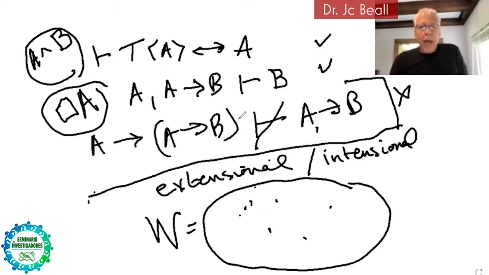Okay, so now back to the project. The project is we're trying to keep modus ponens valid, with the same arrow underwriting the T schema, and we're trying to lose contraction, okay? All right, how is it done?